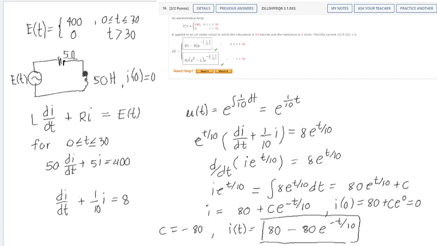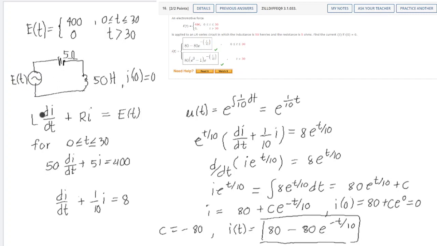we are supposed to find I of t, the current through the circuit for any time t, given our initial condition I(0) is equal to 0. Now we have our equation here, L dI/dt plus R I is equal to E(t). This is from KVL, Kirchhoff's voltage law. This means that the sum of the voltages across the 50 Henry inductor and across the 5 ohm resistor is just equal to the electromotive force supplied in the circuit.